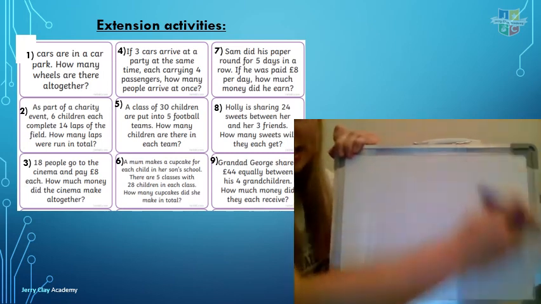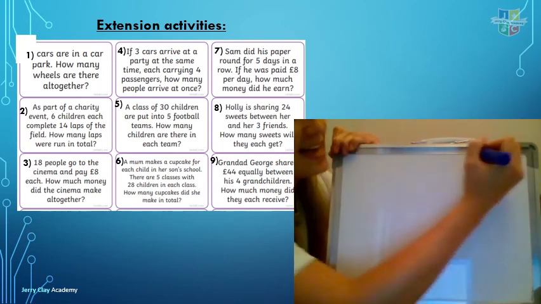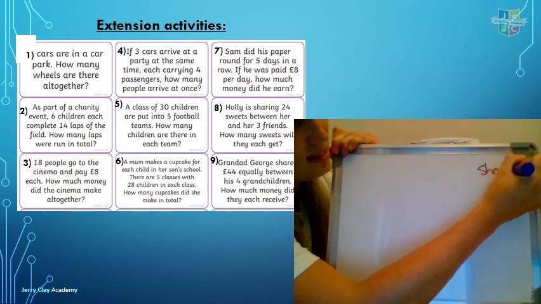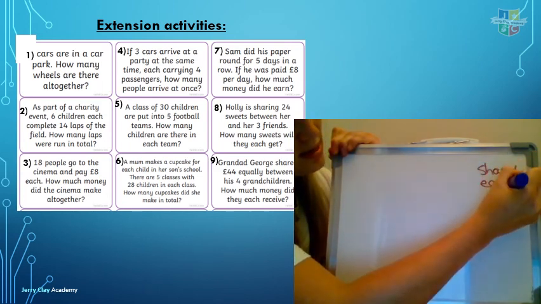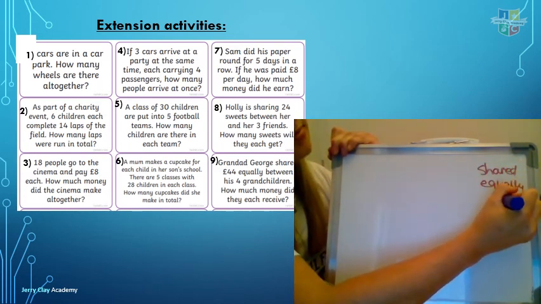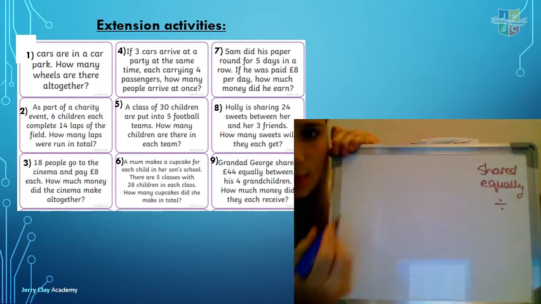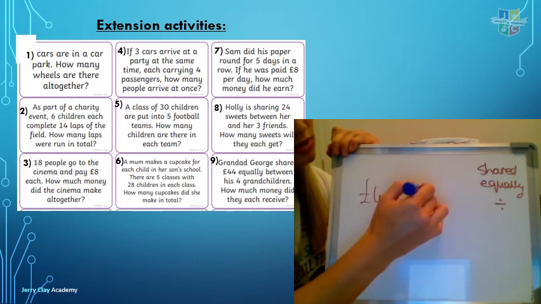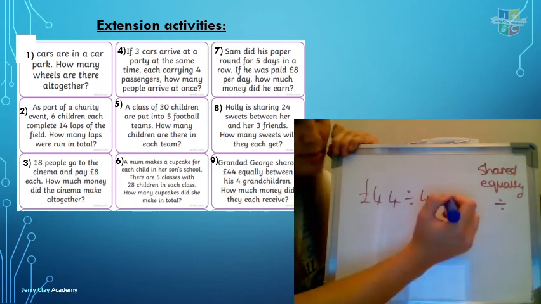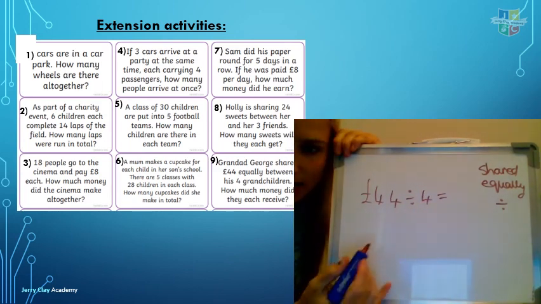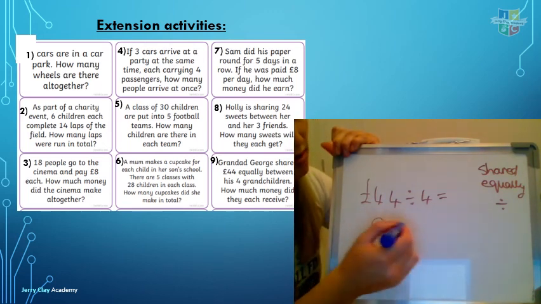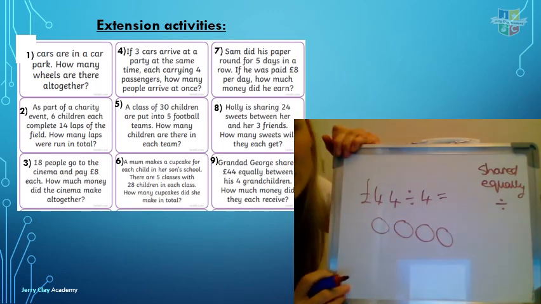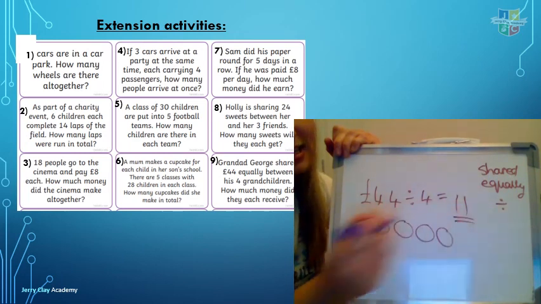Finally, Grandad George shared, so again there's that shared, there's the word equally, so we know it's going to divide. £44 between 4 children. How much did they each receive? If I do my 4 times table, or I can do 4 circles and share out 44, the answer is 11.